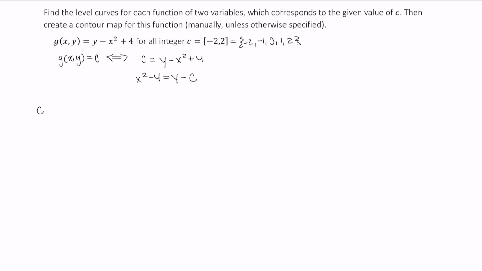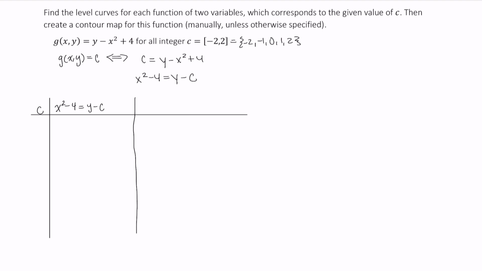Okay, so now let's create a table. Here's c, and then the value of x squared minus 4 equals y minus c. And finally, a description. Actually, I'm going to change one thing real quick. I'm going to leave the c on this side as a plus c. And you'll see why when we get there.